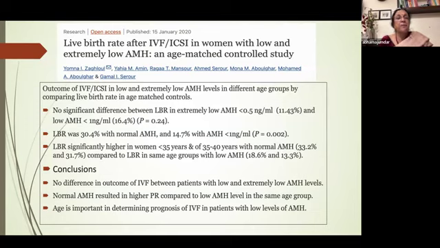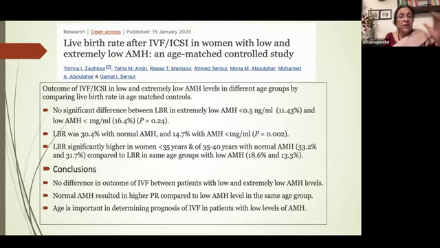Let's see what happens. Here, there was outcome of IVF ICSI in low and extremely low AMH levels in different age groups by comparing live birth rate in age-matched control. So they took 30 for 30, 35 for 35, and 40. No significant difference between live birth rate in extremely low AMH and low AMH. So extremely low was less than 0.5 and low was less than 1. There was no significant difference when they matched age-matched controls.